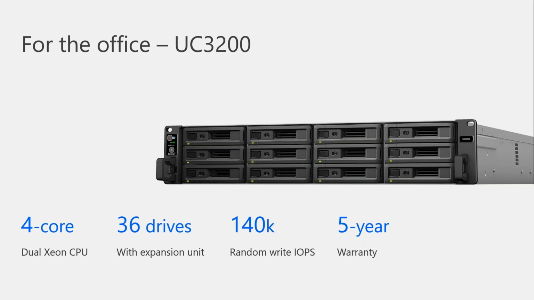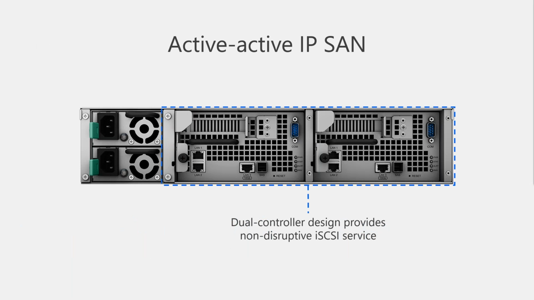So when you want to do a large deployment, we do have some hardware that is built just for this purpose. We have the UC3200, which is a 12-bay iSCSI only NAS with a 5-year warranty that is capable of hitting 150,000 random write IOPS. This is our only NAS that has an active-active setup rather than active passive. It has 2 controllers in 1 NAS, so you get failover between either controller and the option to use each controller at once if you want.